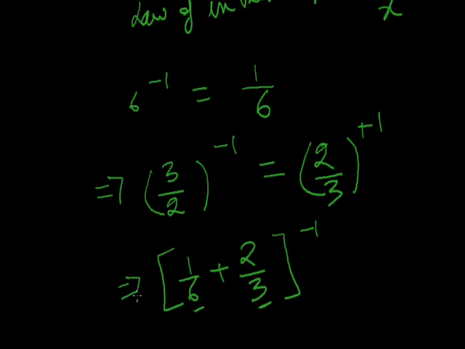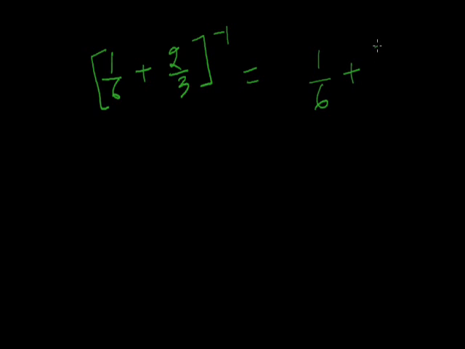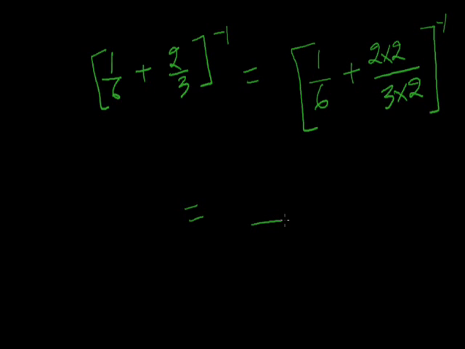Now moving on to the next step, we will add both the expressions. The expression was (1/6 + 2/3)^-1, which gives you the answer as (1/6 + (2×2)/(3×2))^-1. We will take the LCM as 6. LCM is coming as 6.